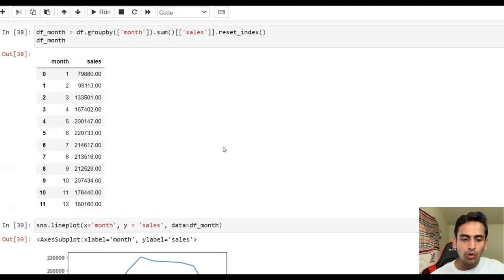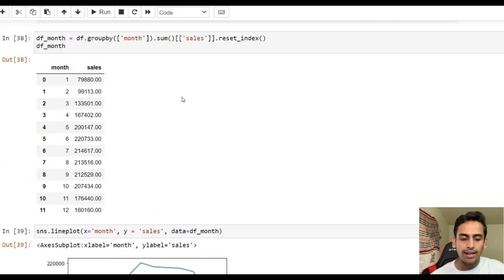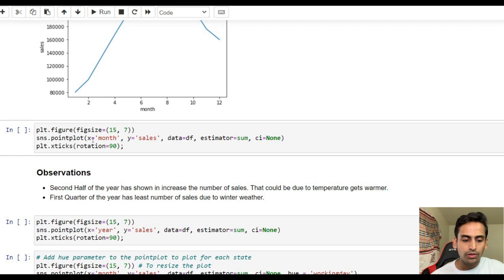Now, if you don't want to go through this group by or these aggregations, we can use this parameter as well, estimator is equal to sum. So when you use estimator is equal to sum, it will aggregate the sales across month by using the sum parameter. And CI is equal to none, where CI is confidence interval, so we will not show the confidence interval.